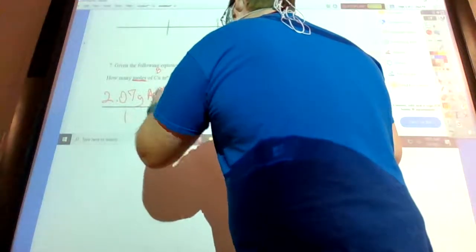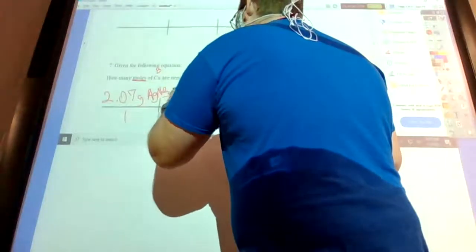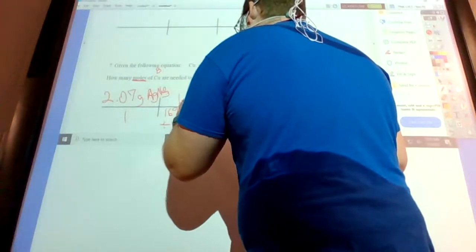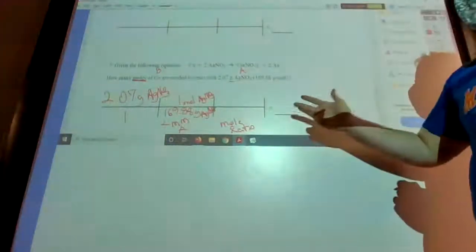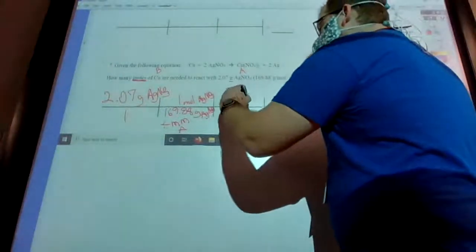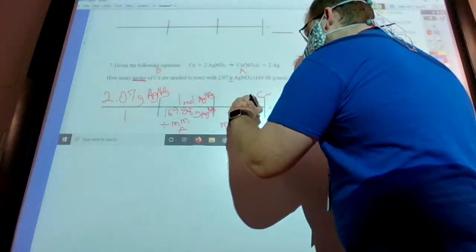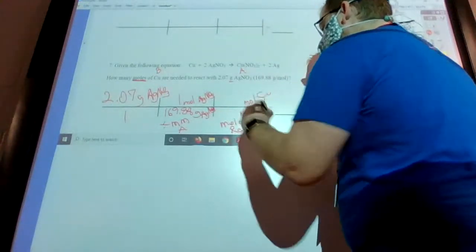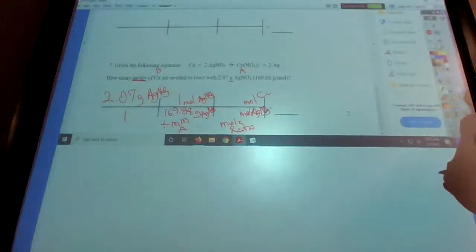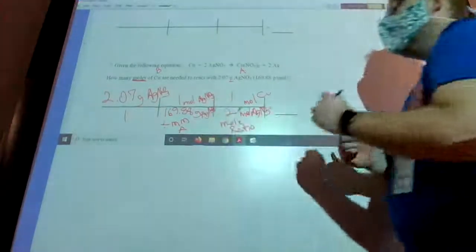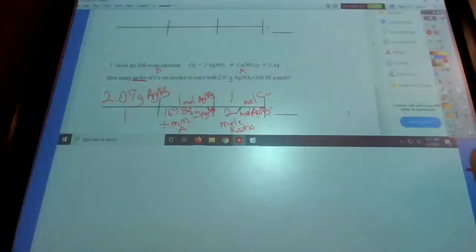Put it on bottom. So I get that 169.88 grams per 1 mole of AgNO3. And then I need my mole ratio with chemical A on bottom. So, moles of Cu on top, moles of AgNO3 on bottom. And what are my coefficients? 1/2. Yes, 1/2. 1 for the Cu, 2 for the AgNO3. And then when I do my math, what's the answer I get?